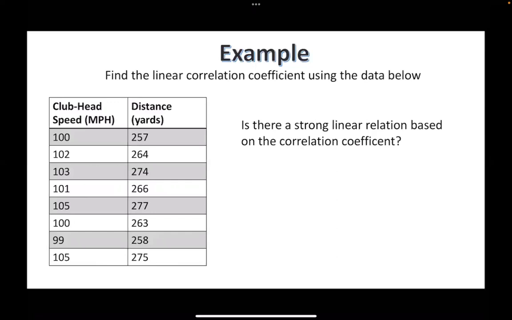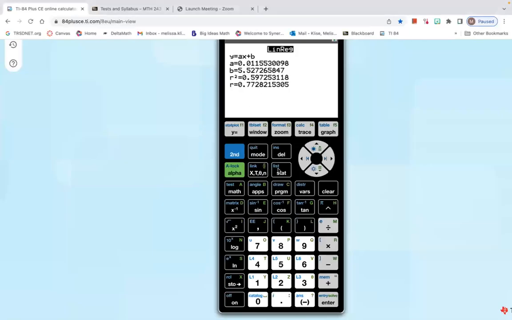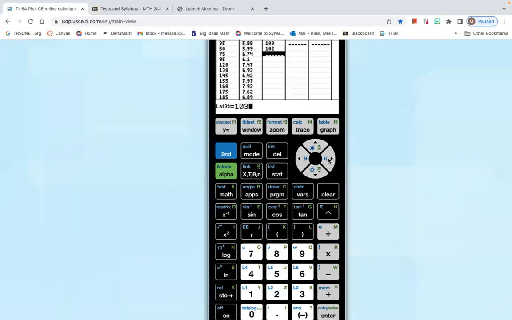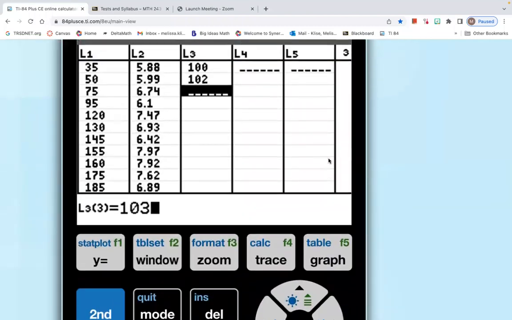So I can show you. I'm going to go to the other screen and you can copy me, and I'm going to do it right this time. I promise. Well, no, I don't promise, but I'm convinced. So in L3, I'm going to use my club head speed. At least there's fewer data values, and so I'm less likely to make a mistake. I'm going to make it bigger though. Ooh, that was really big. Okay.